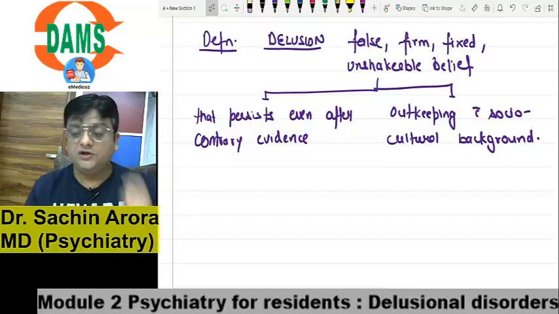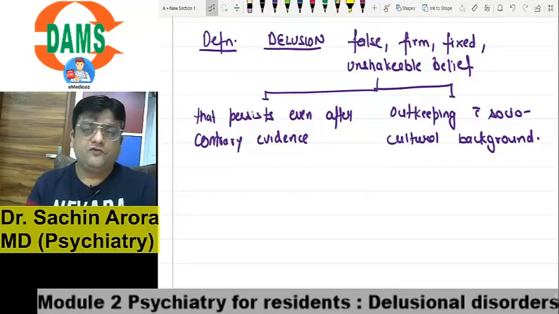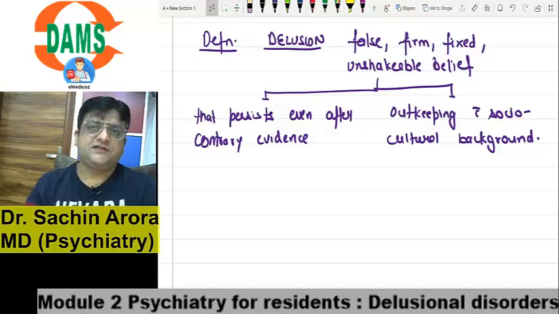You know, these terminologies, these definitions are very important. False, firm, fixed belief. False. I believe my neighbors are going to harm me. So the first thing to be confirmed for a delusion is the falsity, because sometimes the true facts might be considered as a delusion and that is a misdiagnosis. Firmness of a delusion is important. Firm, fixed and unshakable. That means that it persists after evidence. You tell me that I feel my neighbors want to kill me, but when I prove to you they don't want to kill you, still you believe that they want to kill you.